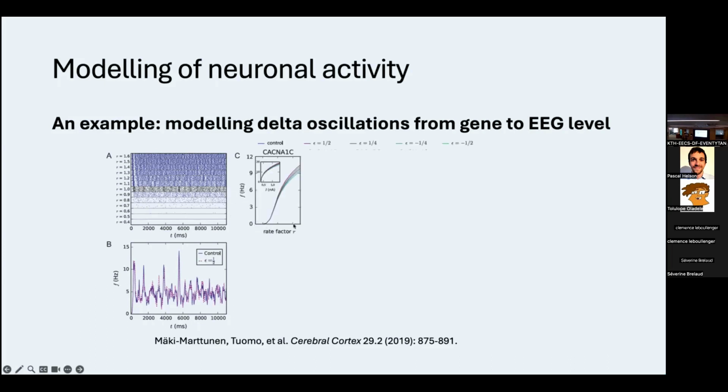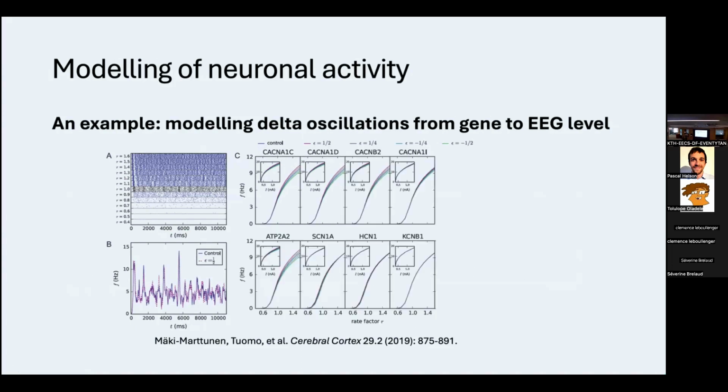So here you have the rate factor R on the x-axis, and then the firing rate of an average neuron in the network on the y-axis. In the middle you have the wild-type network, and then these other colors are different versions of ion channel variants, where we change the voltage dependence or kinetics of these calcium channels that are encoded, for example, by this gene. And we did it for many of these schizophrenia-associated genes.